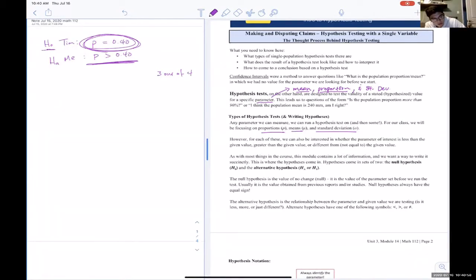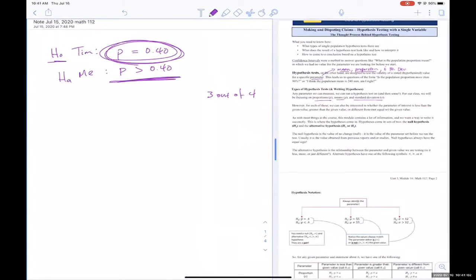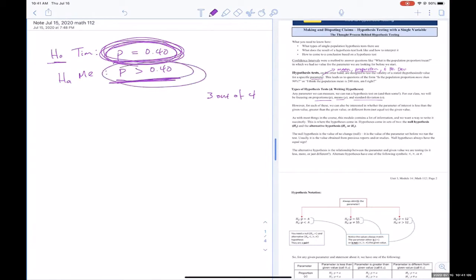Innocent until proven guilty. So therefore, your null hypothesis is similar to that of saying innocence. It's always innocence until proven otherwise. Okay, what do you mean otherwise?